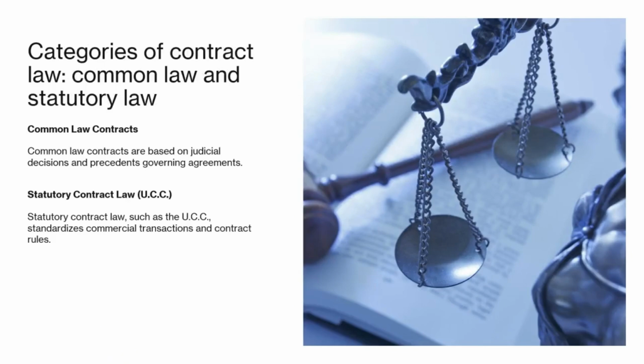Some categories of contract law. First of all, contract law is something found in both common law and statutory law. The common law contracts are based on judicial decisions and precedents, and these govern agreements. Also included in contract law as a category is statutory contract law. The Uniform Commercial Code, UCC we'll call it, is a typical reference to it. It standardizes commercial transactions and contract rules.